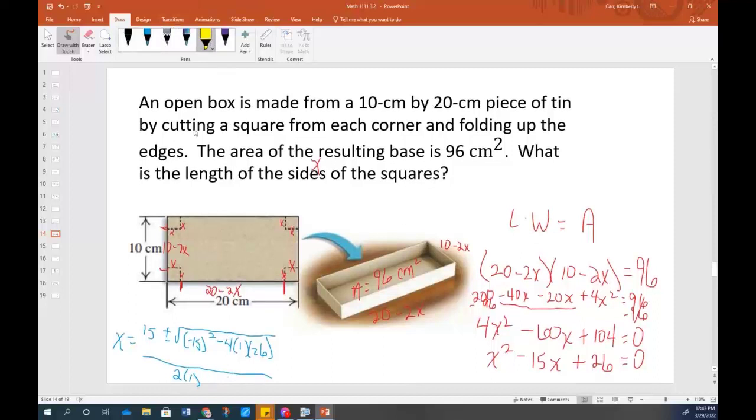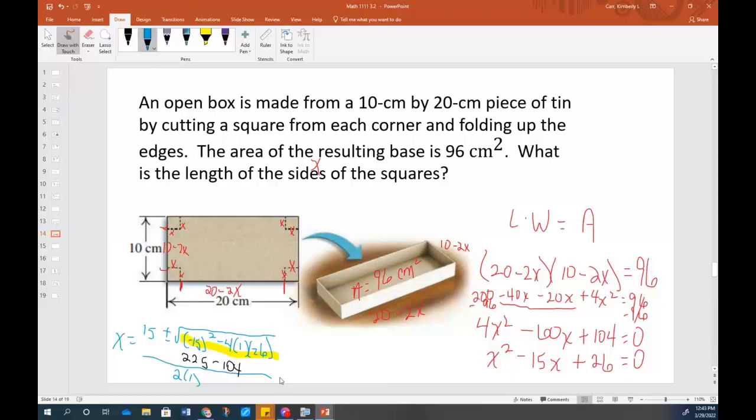Just like before, I want to simplify this discriminant first. Negative 15 squared is 225. 4 times 26 is 104, so that's going to be minus 104. 225 minus 104 will be 121.